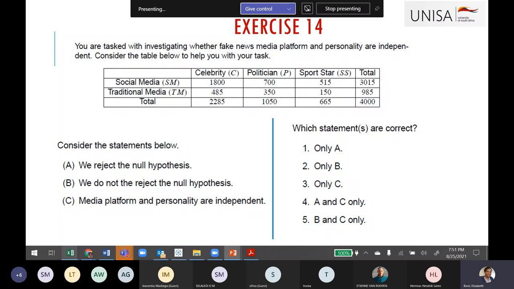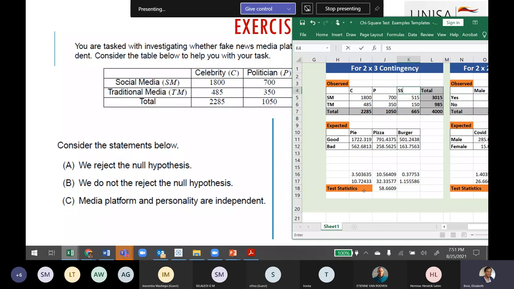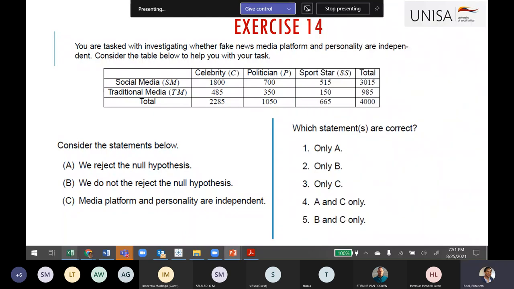Given the same statements and the same table, consider the following statements. So since we have used the data and calculated some of the things, it's easy to answer the question. The challenge here is they didn't give the level of significance. How will you answer the question without the level of significance?